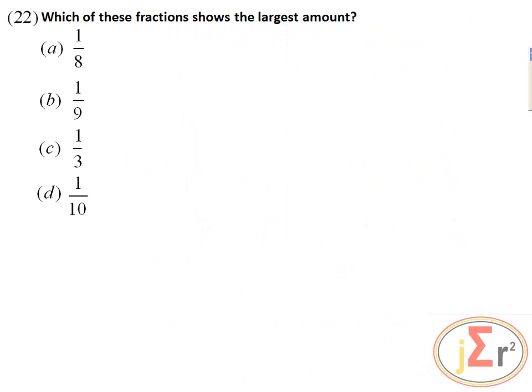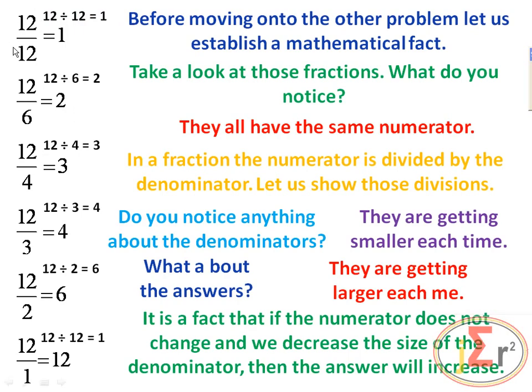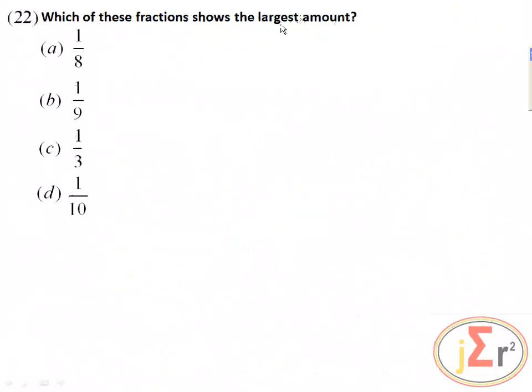So look at this problem that we have here. Which one of these fractions shows the largest amount? Is it going to be the one with the largest denominator or the one with the smallest denominator? The one with the smallest denominator. Right. Because when we go to the previous slide, we notice that as the denominators get smaller, the answers get larger. Therefore, the largest amount will be represented by the fraction with the smallest denominator.